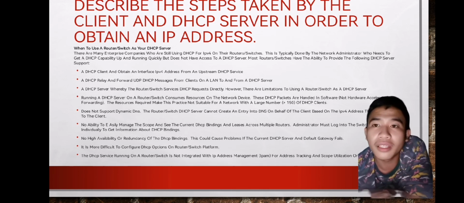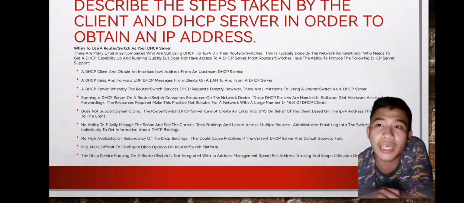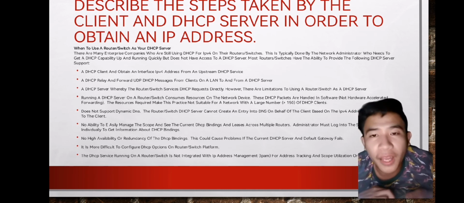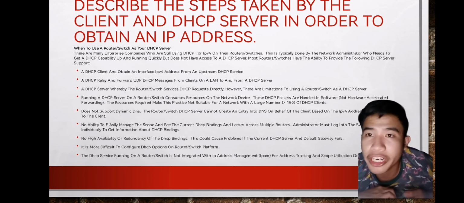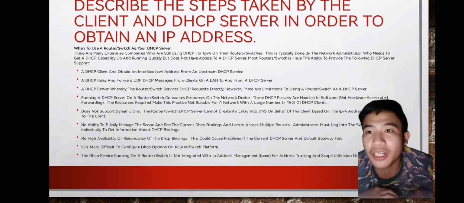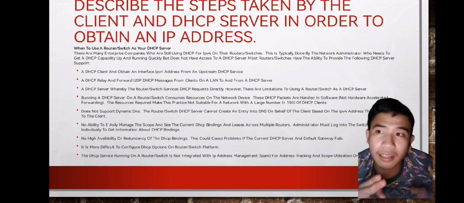First is a DHCP client, to obtain an interface IP version 4 address from an upstream DHCP server. Second is a DHCP relay, to forward UDP DHCP messages from a client on a LAN to a DHCP server. Third is a DHCP server, whereby the router services requests directly.